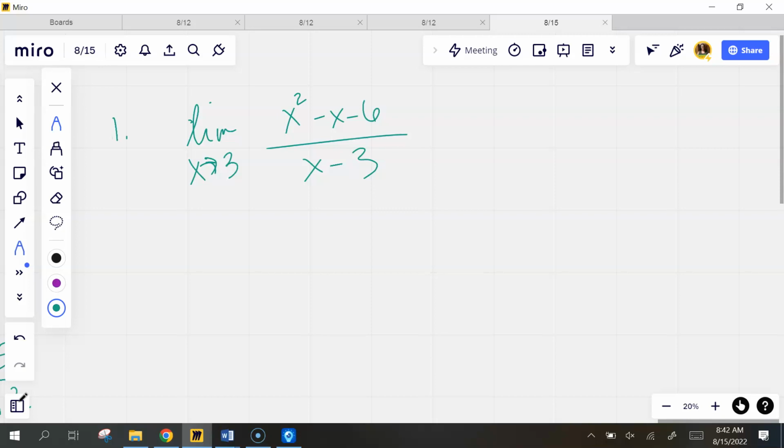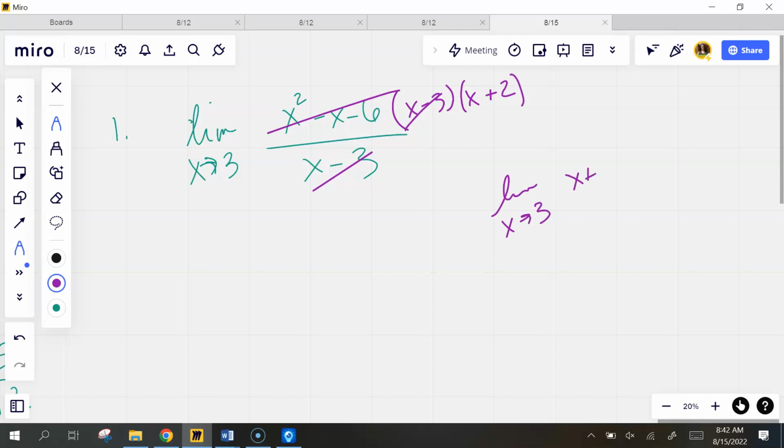Or what's a good first factor? Factor the top. x minus 3, x plus 2. Agreed? Hole at 3. So now I have the limit as x goes to 3 of x plus 2, which is 5. Everybody get 5 there?